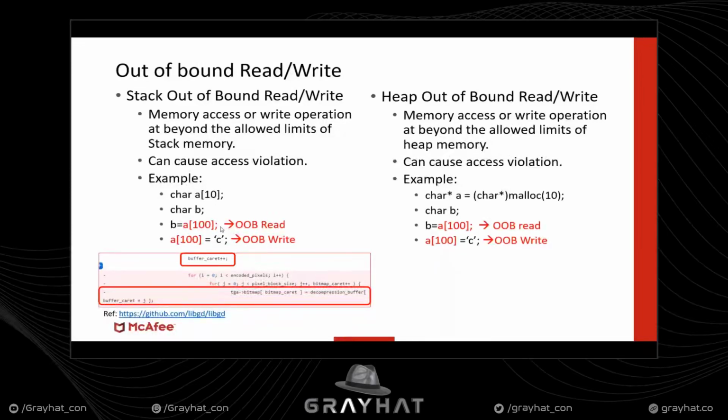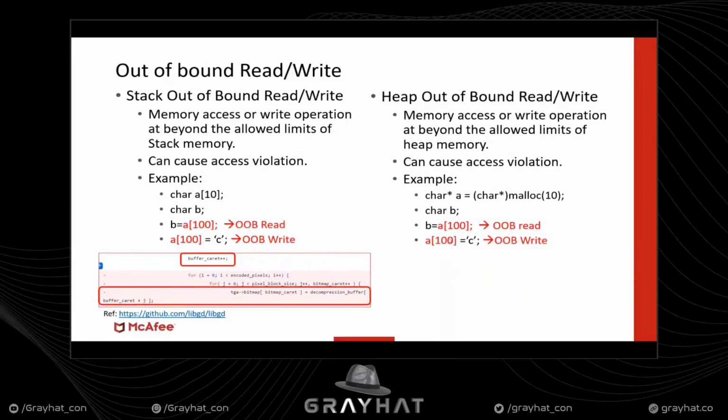So in that case, it will be an out of bound read because the program is trying to read memory at index 100 of this particular array whose size is 10 bytes. Later on, if the program tries to write some data at index 100 of this array, then that will be treated as an out of bound write because the size of the array is only 10 bytes, but the program is trying to write data at index 100 over here.